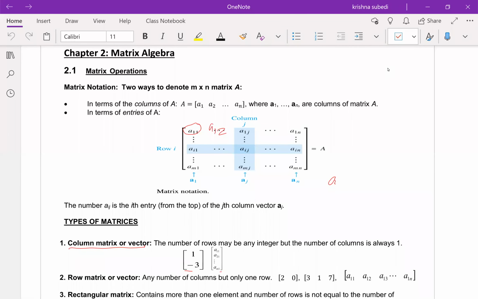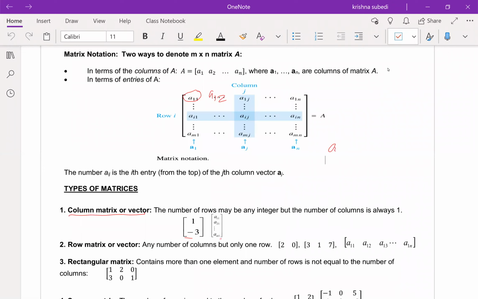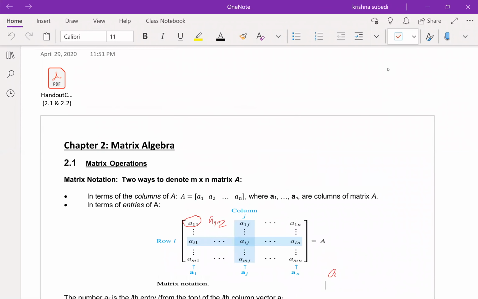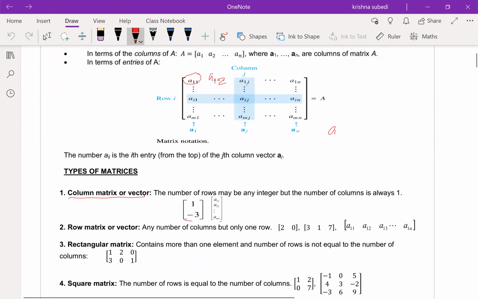Okay, guys. So, types of matrix. We need to know different types of matrix. You can see this on your screen, right? Handout 2.1 and 2.2. Yes, okay, sir. All right.